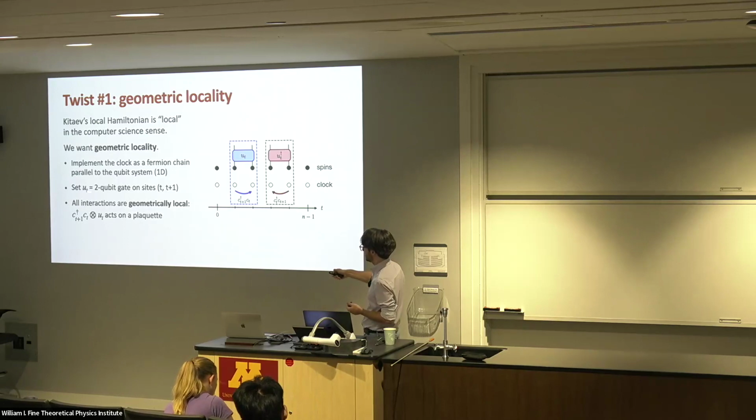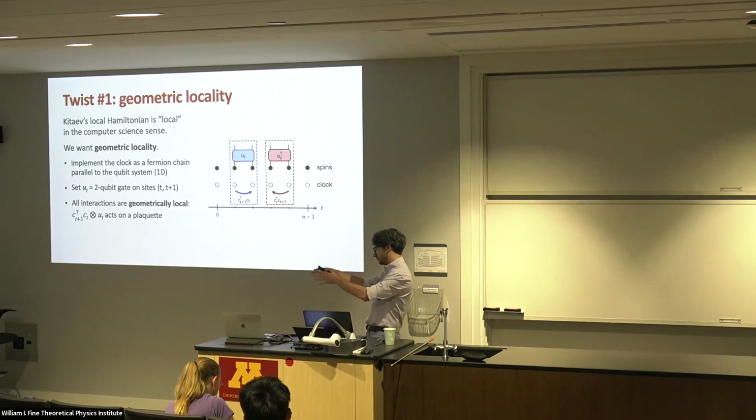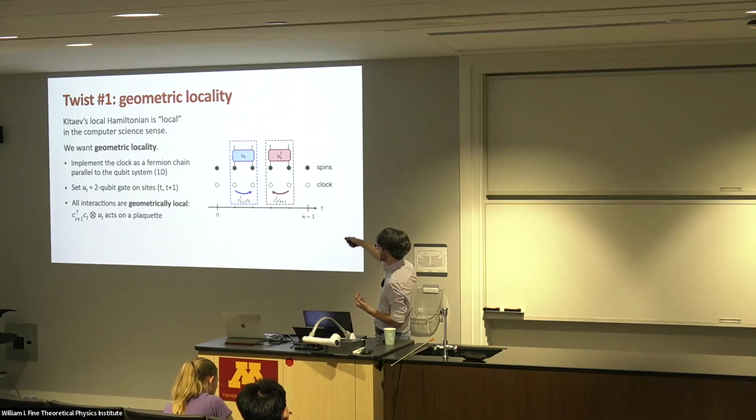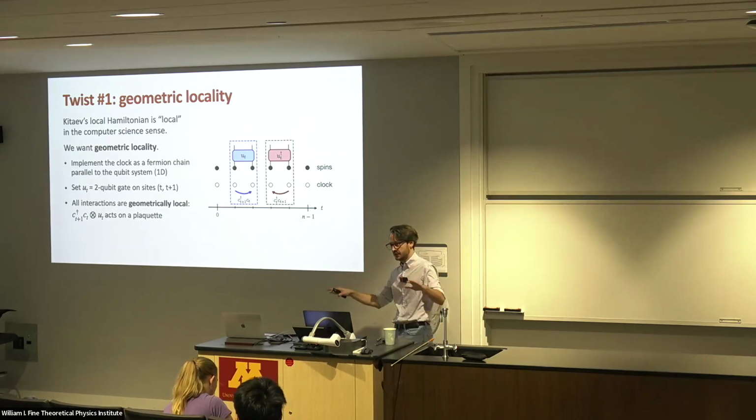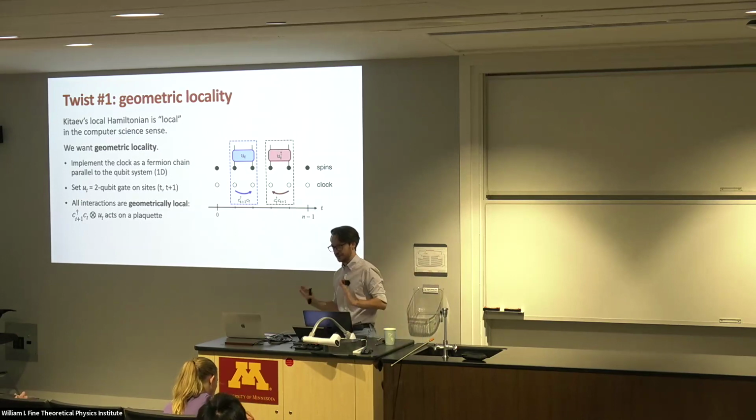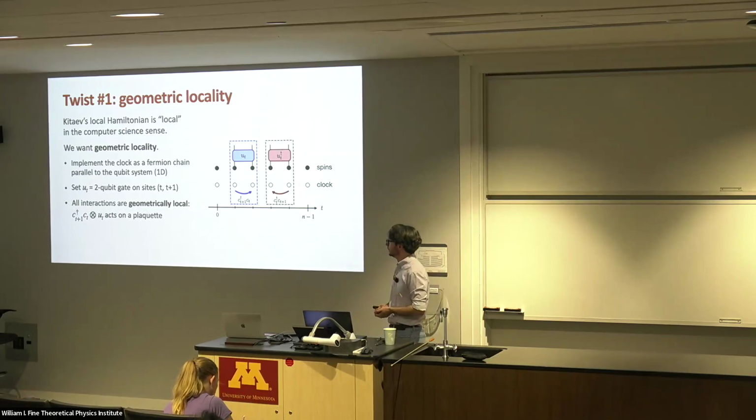And furthermore, we choose the gate U at time t, that constituent element of our quantum circuit, to be a 2-qubit gate that acts exactly on sites t and t plus 1. So that when the fermion that represents my clock hops from site t to t plus 1, it correspondingly applies this gate to the 2 qubits that are immediately next to it. So all the terms that appear in my Hamiltonian now, if you remember, act exactly on these 4-site plaquettes in my system. They're perfectly innocuous, geometrically local terms. So this is our first twist.